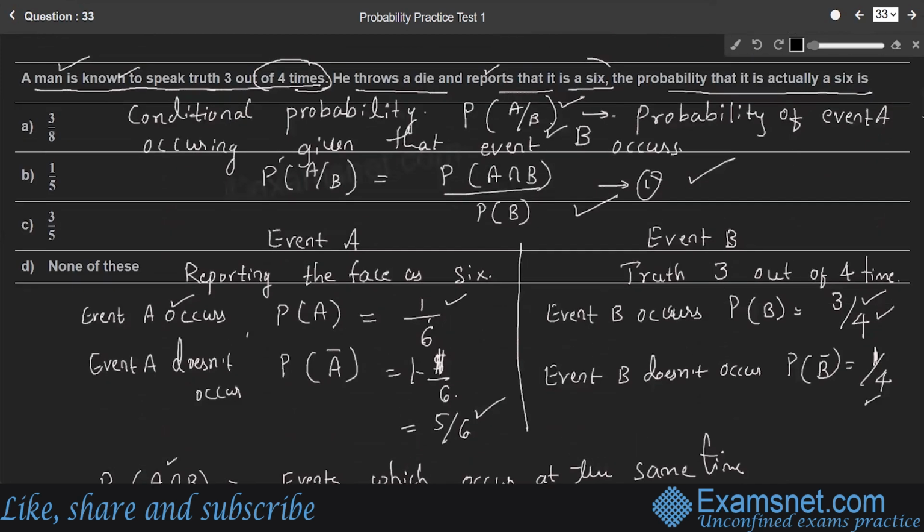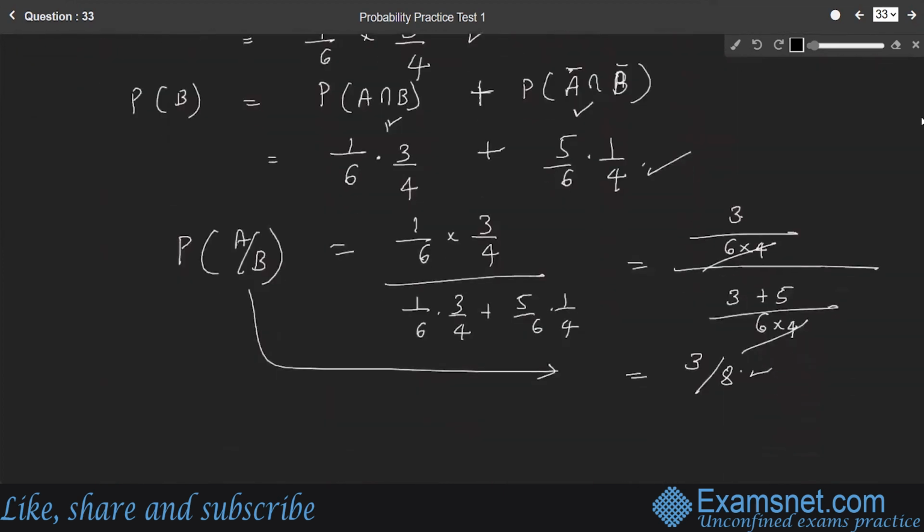So the probability that it is actually a 6. That is the conditional probability, that is, the probability of event A occurring given that event B occurs. So it is the number of times it is actually 6, when the person speaks the truth 3 out of 4 times. That is called the conditional probability. It is completely dependent on the event B, which already occurs. Therefore, it is called conditional probability. So the answer is option A, 3 divided by 8.